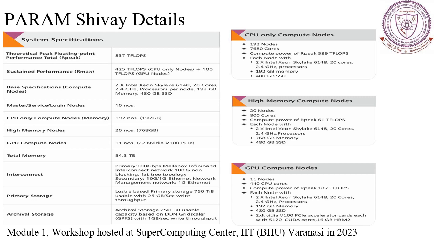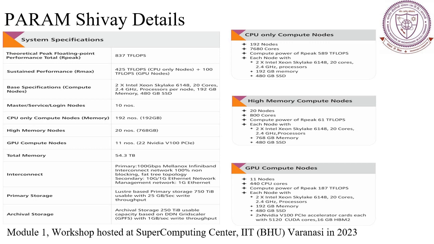Then the CPU only compute nodes, that is the nodes which have only CPU, there are 192 nodes, and in each node we have 192 GB of memory. Then the second type is the HM node, which is known as the high memory node. There we have 20 HM nodes. In each HM node, we have 768 GB of memory. So HM nodes are used for applications which require high memory.